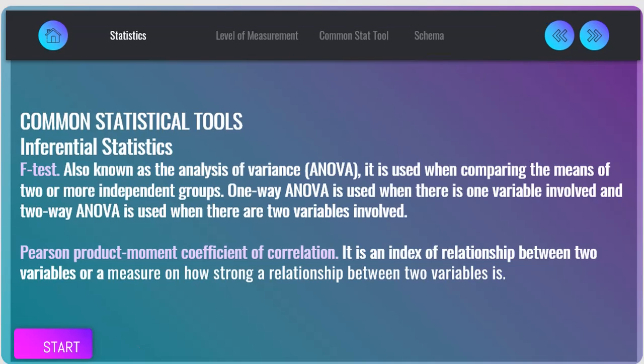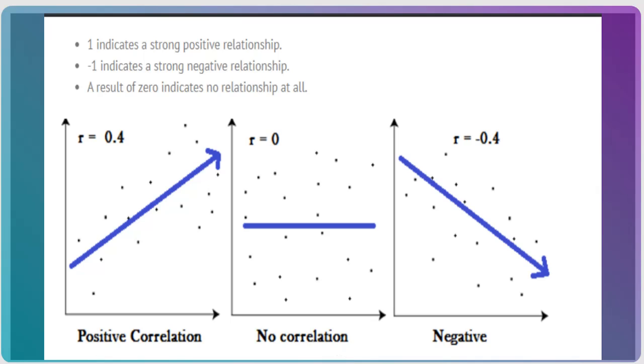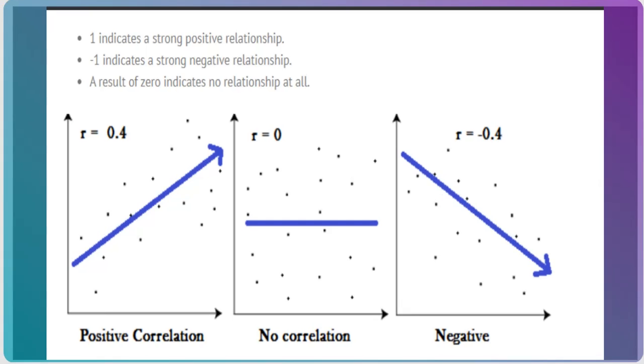The most popular statistical tool to measure correlation coefficient is the Pearson r, or Pearson product moment coefficient of correlation. It is an index of relationship between two variables, or a measure of how strong a relationship between two variables is. Correlation coefficient formulas are used to find how strong a relationship is between data. The formulas return a value between -1 and +1, where 1 indicates a strong positive relationship.